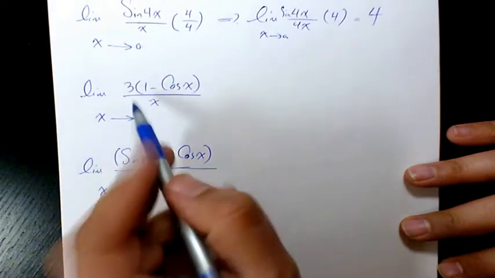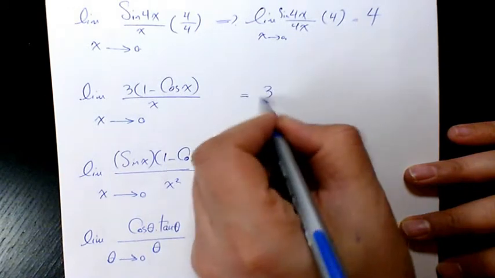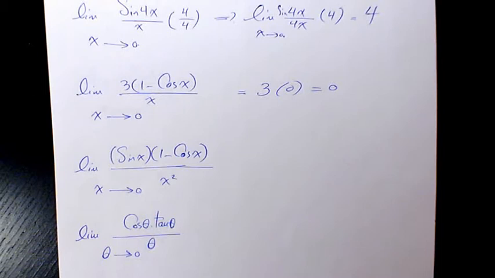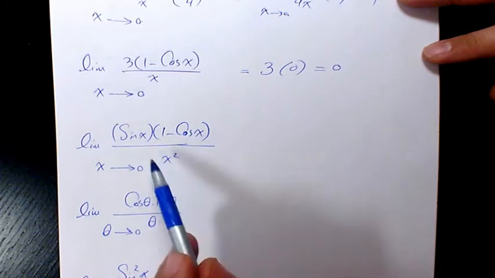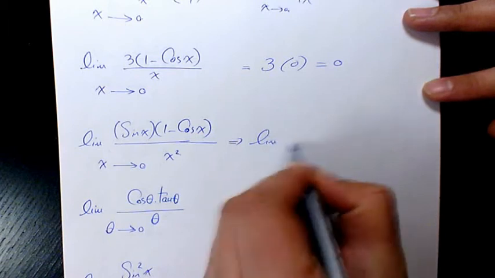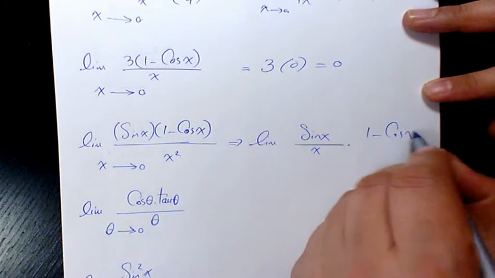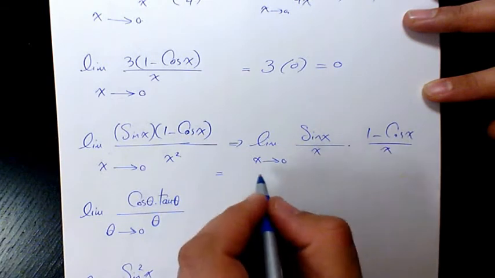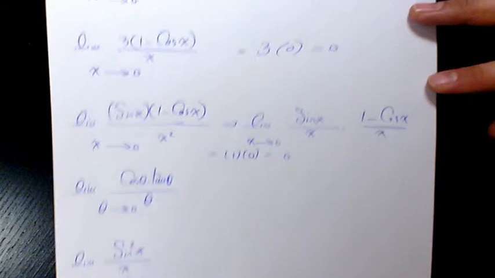Next one, you have limit of 3 times 1 minus cosine x over x when x is approaching 0. The answer is going to be 3 times 0, which is 0. Next one is limit of sine x times 1 minus cosine x over x squared when x is approaching 0. You can write it as limit of sine x over x times 1 minus cosine x over x when x is approaching 0. This one is going to be 1. This part is going to be 0. 1 times 0, the answer is going to be 0.